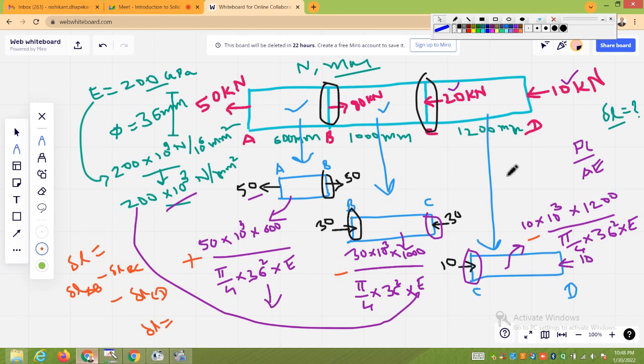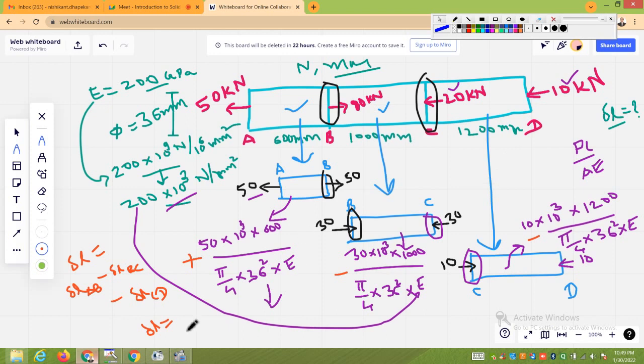Sir, my doubt was clear. What was your question? Sir, I was asking that in section BC there is a compressive load. Yes, that's why we use the minus sign. Because if you have to determine the net change in length, then definitely you have to take into consideration whether it is an axial pull or an axial compressive force. You can try after this class the change in length.